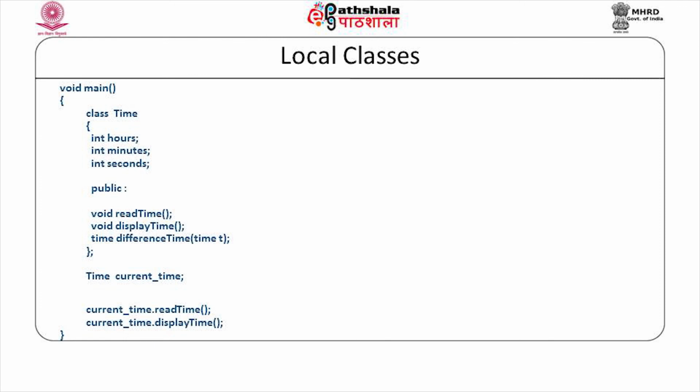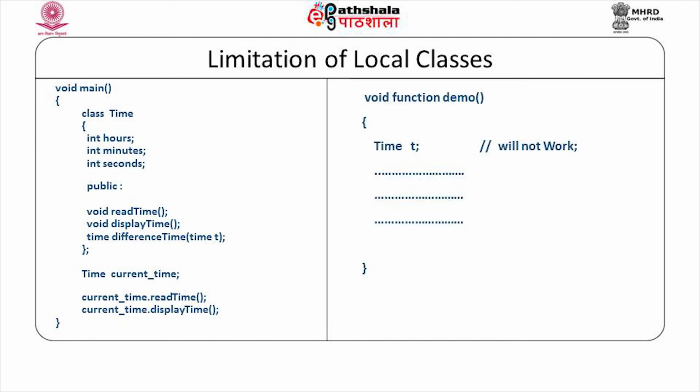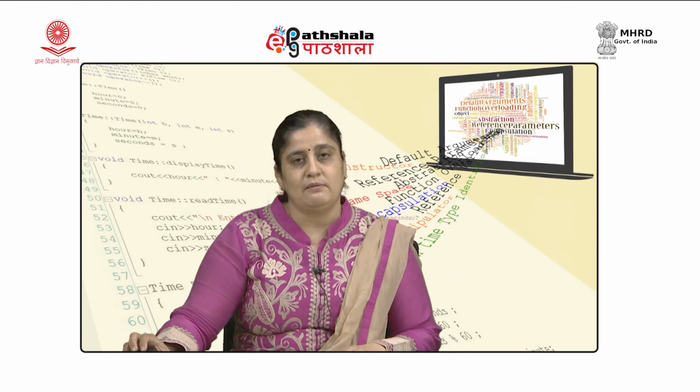Within the main function, I can create an object of this data type, that is time, current time. But if I have another function in my program called demo and I try to create an object of type time, I will not be able to do it. Again, the reason is the same: this time data type is local to the main function. So, it is only available within main, and if any function outside main tries to use it, it would not be able to.